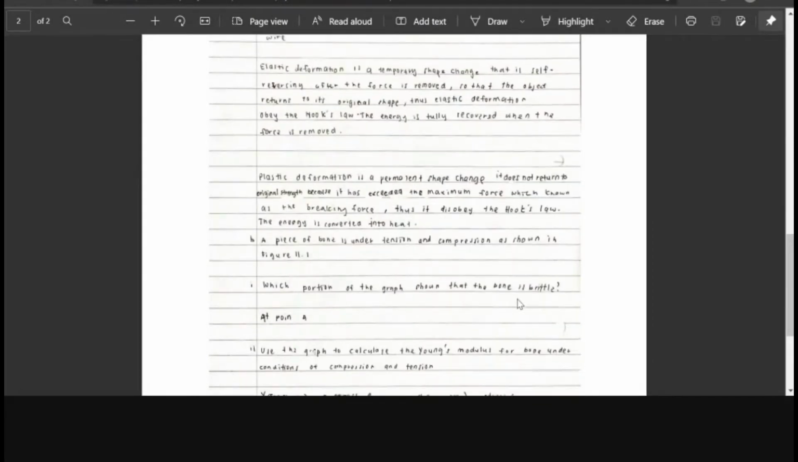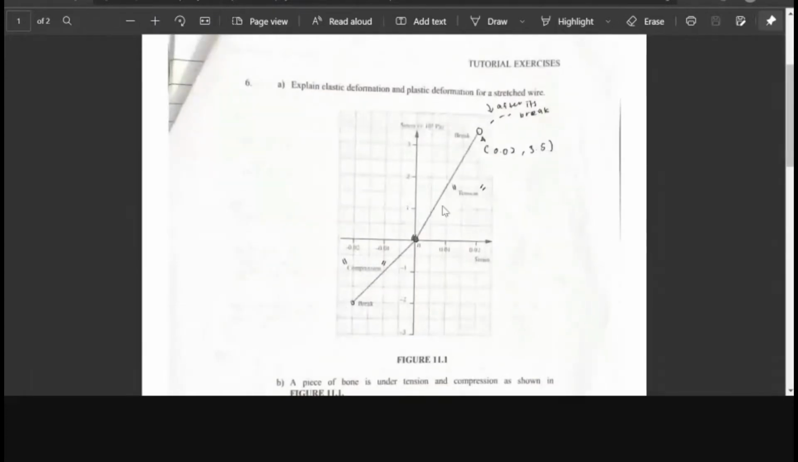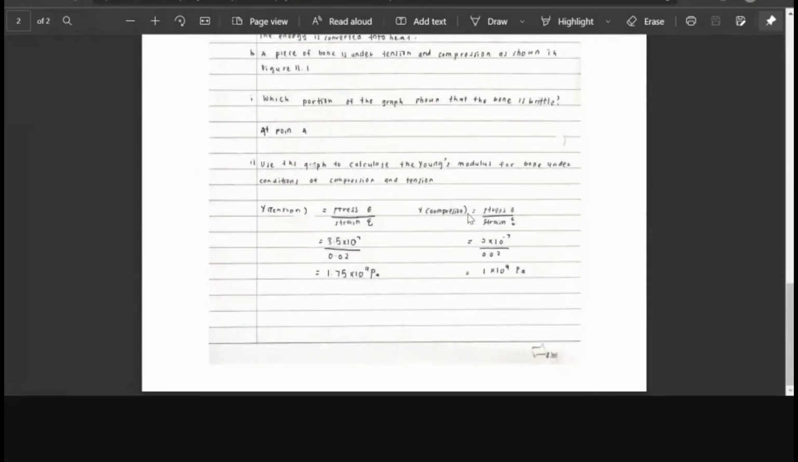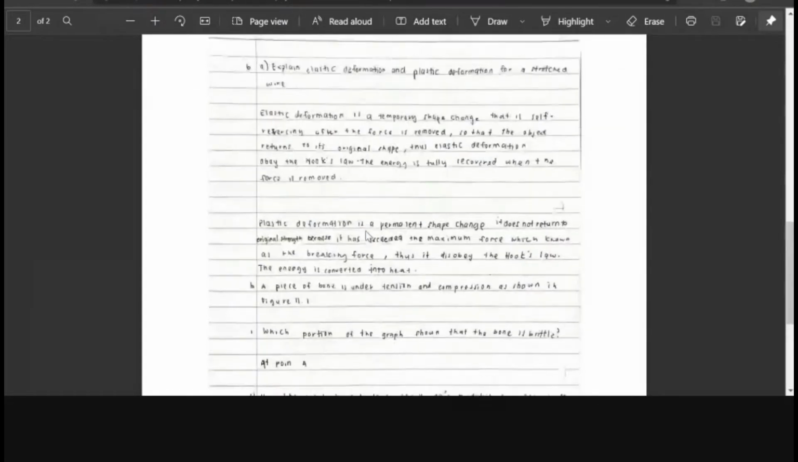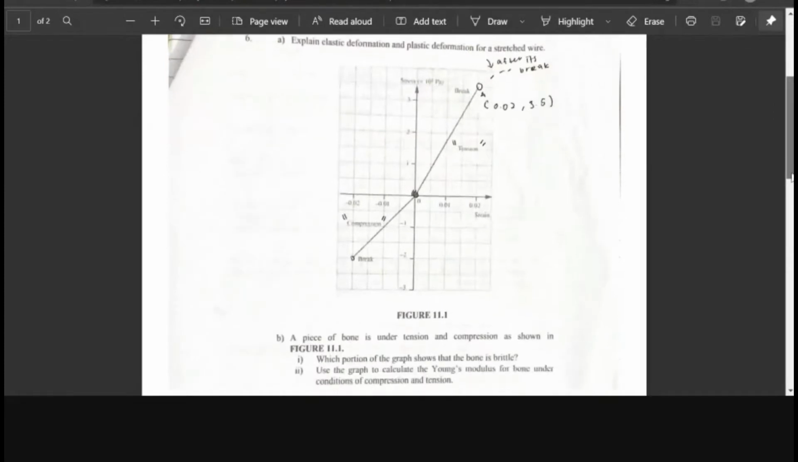Okay, lepas tu soalan B, dia kata a piece of bone is under tension and compression is shown in figure 11.1. Yang ni adalah macam contoh graf dia. Ni bahagian compression, yang ni tension. Lepas tu dia tanya... sekejap, cuba kasih masa untuk yang lain baca. Saya tak tahu yang lain pernah baca tak. Baca dulu soalan yang lain. I give you about 1 minute to read out the question.